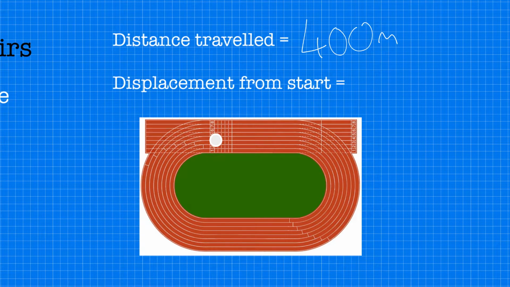However, if we take into account the direction he has moved, we need to think about where he started and where he finished. Now he finished in the exact same place that he started, so his displacement from where he started is actually 0 meters. This is the difference between distance, which is a scalar, and displacement, which is a vector. Displacement is the distance you moved in a straight line from where you started in a certain direction.